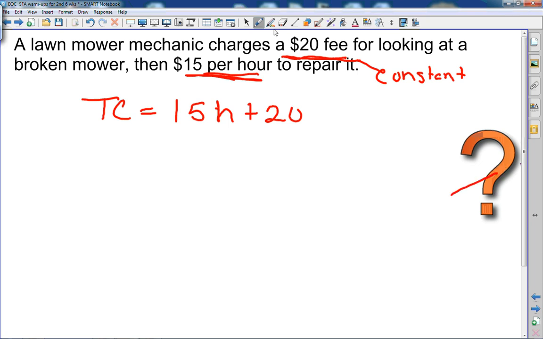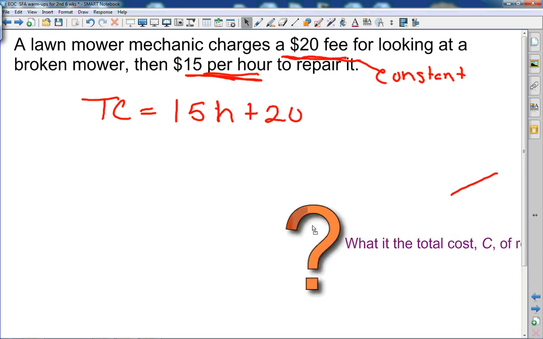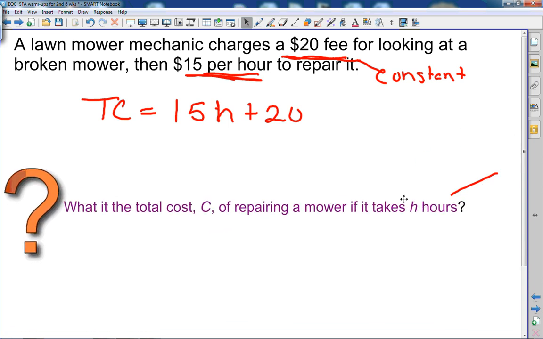Now let's see what question they have. What is the total cost of repairing a mower that takes H hours? Okay, so basically they just want us to write the equation, and this way you could find any of those answers. Let's see. There we go. Oh, my little pen doesn't seem to want to work here. All right, let's see here.